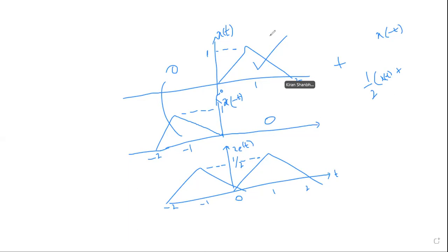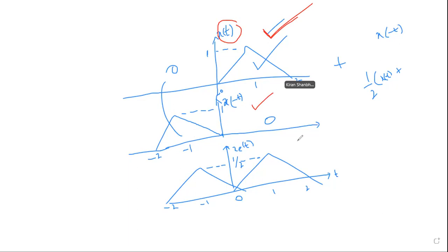What do you note about the even component? Let me just ask you, this particular signal x of t, was it an even signal or an odd signal? Even signal. See, whatever I have drawn here for x of t, is it an even signal or an odd signal? Neither even nor odd.